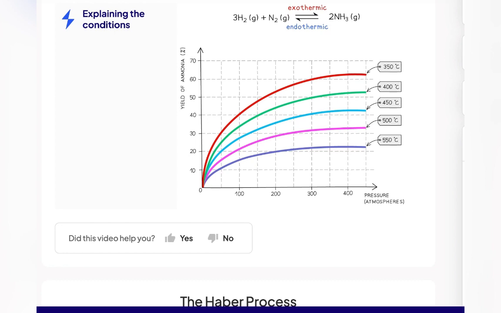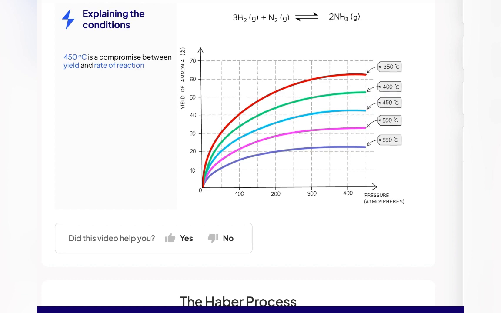A lower temperature would favour the forward reaction, as it is exothermic, and the graph shows how the yield of ammonia increases as the temperature decreases. However, at lower temperatures the rate of reaction is slower, so a compromise temperature of 450 degrees Celsius is used, which gives a lower yield, but it is made more quickly.